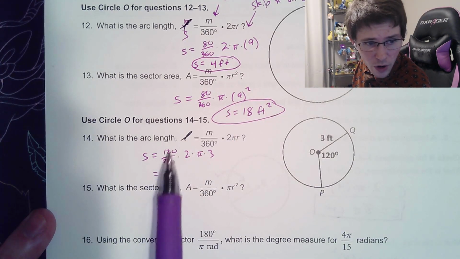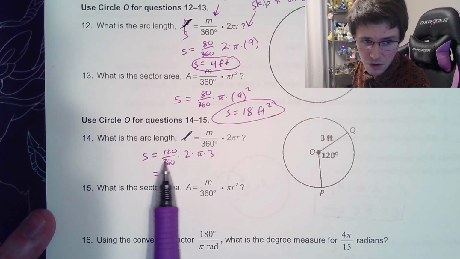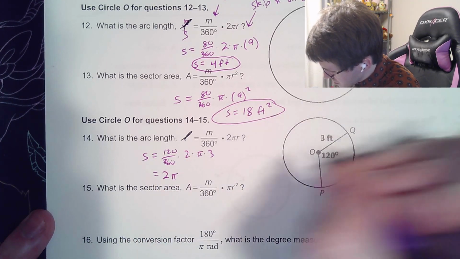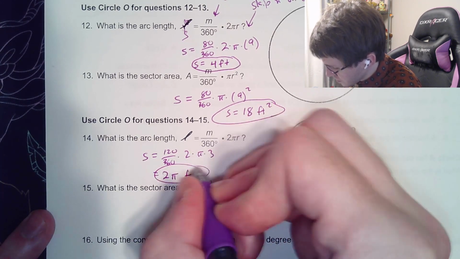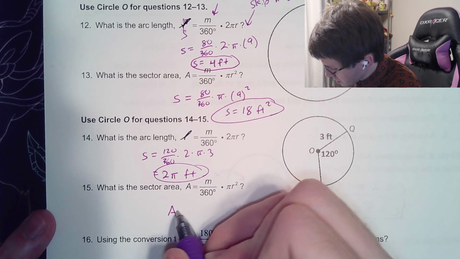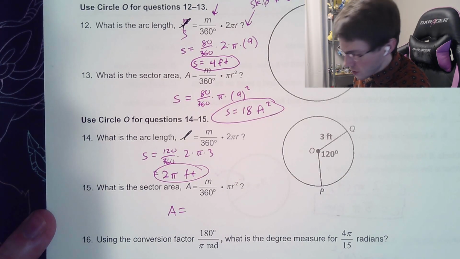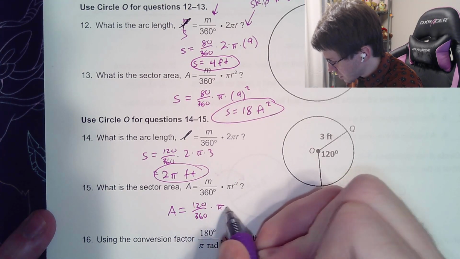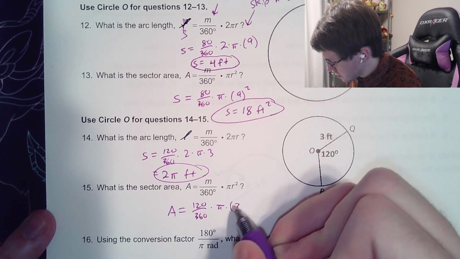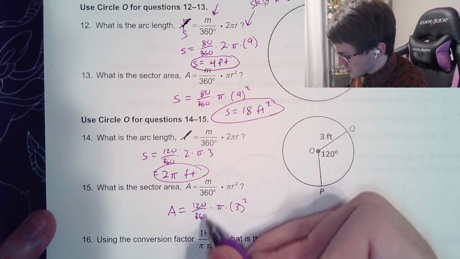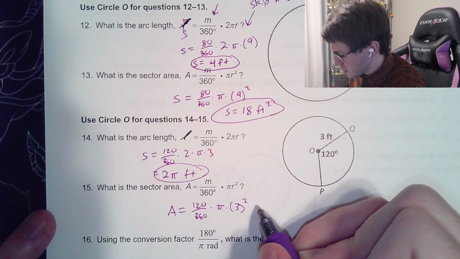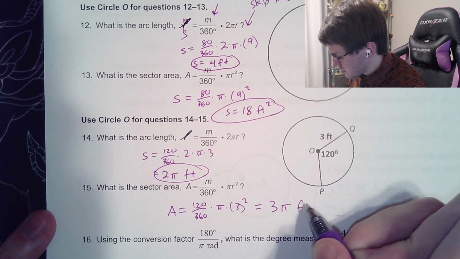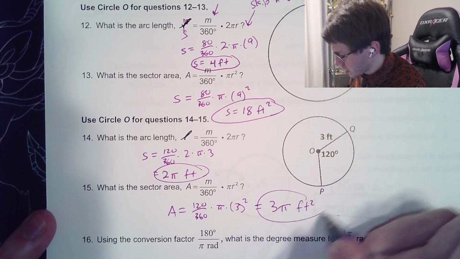Well, the 120 over 360 is actually a third, so a third and 3 cancel out. We just get 2 pi feet. The area is going to be the same exact concept: 120 over 360 times pi times our radius squared. Yet again, that's a third. 3 squared is 9. A third of 9 is 3. And we end up with 3 pi feet squared.